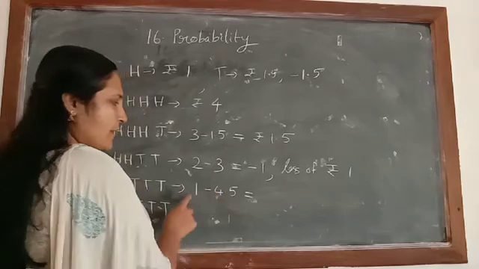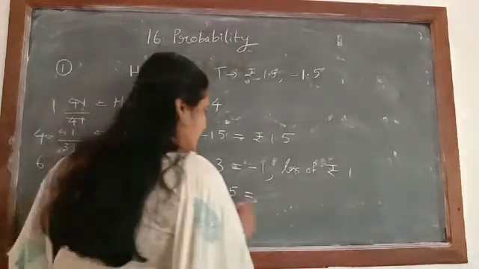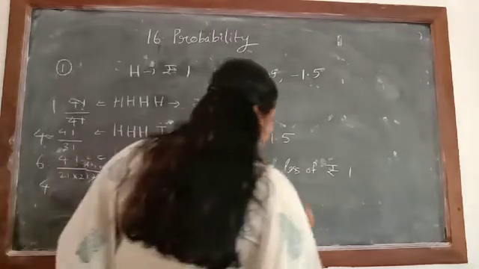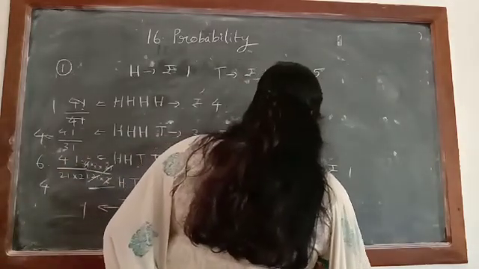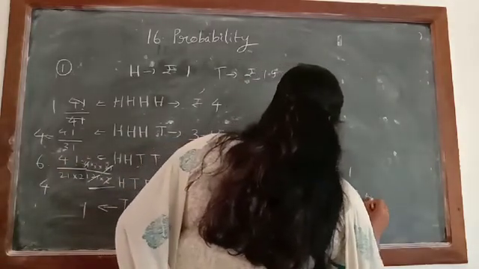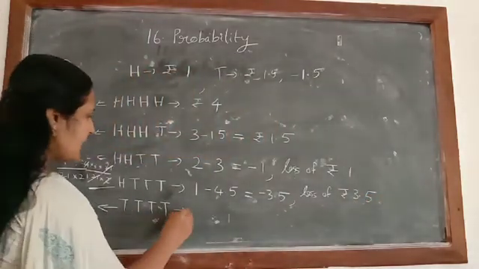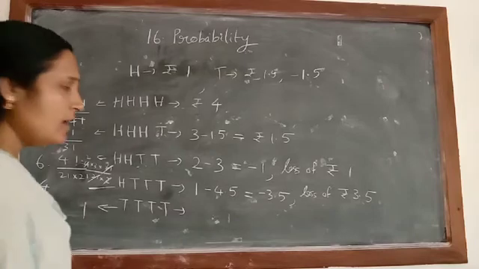So 4.5 minus 1 will be equal to 3.5. So we are getting minus 3.5, or what we can write there: loss of rupees 3.5.